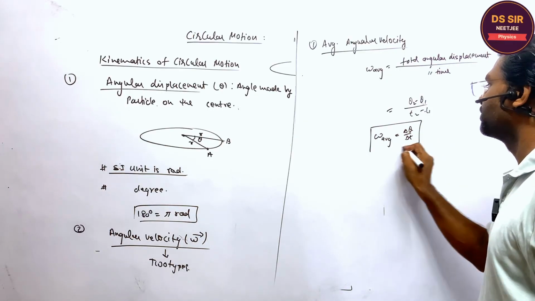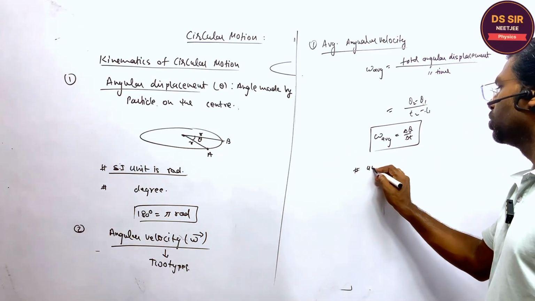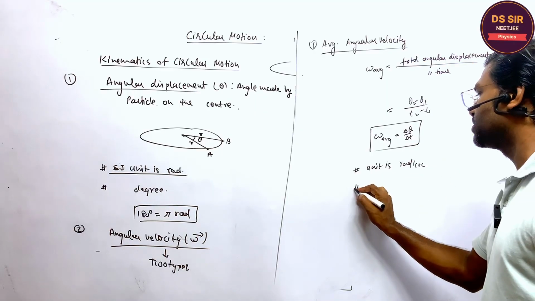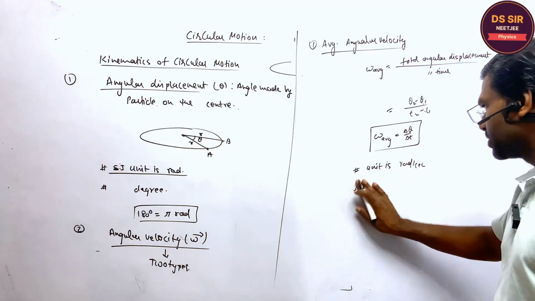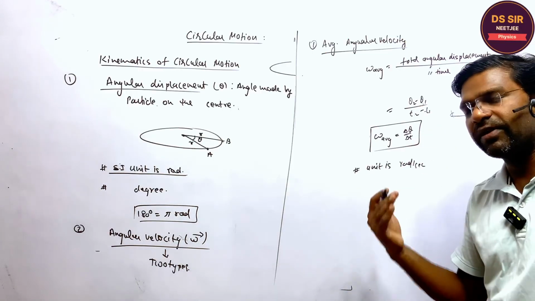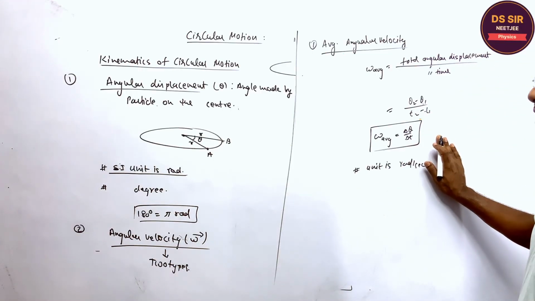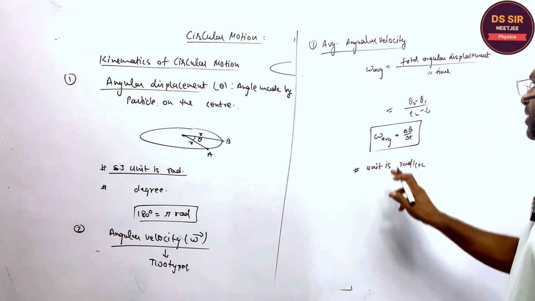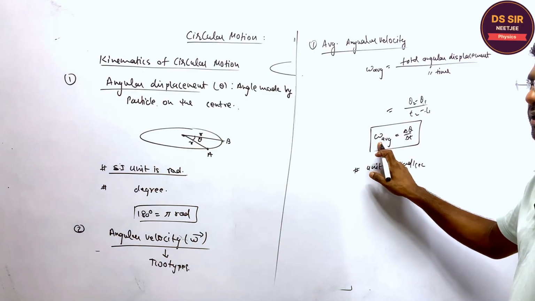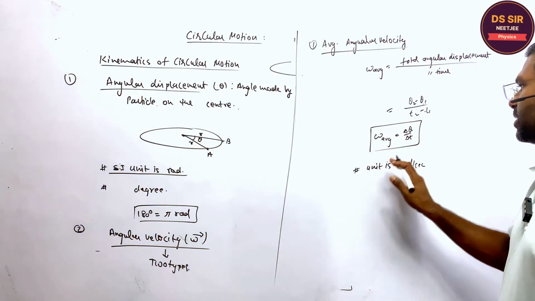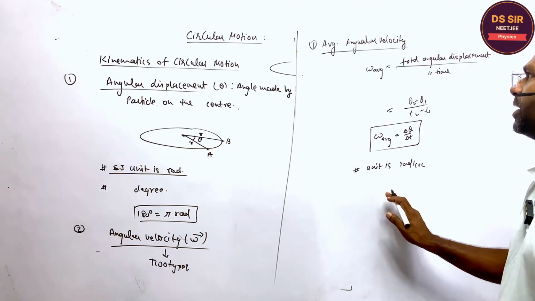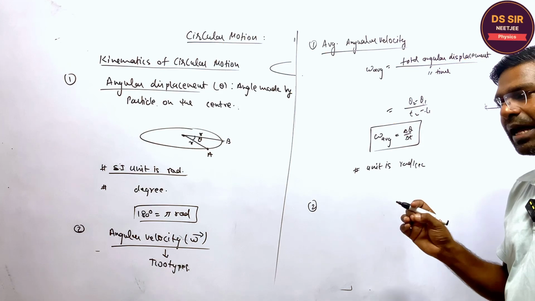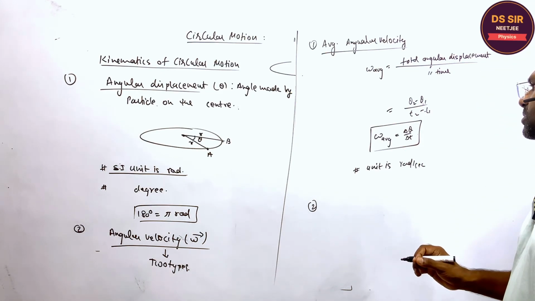Is it clear or not? What is the unit? Unit is radian per second. This is the average angular velocity. Are you getting it or not? Sometimes it may be treated as a vector quantity, sometimes as a scalar quantity. For small angular displacement, it is treated as a vector quantity. For big angular displacement, it is treated as a scalar quantity, right? This is the average, which is always asked between two time intervals.